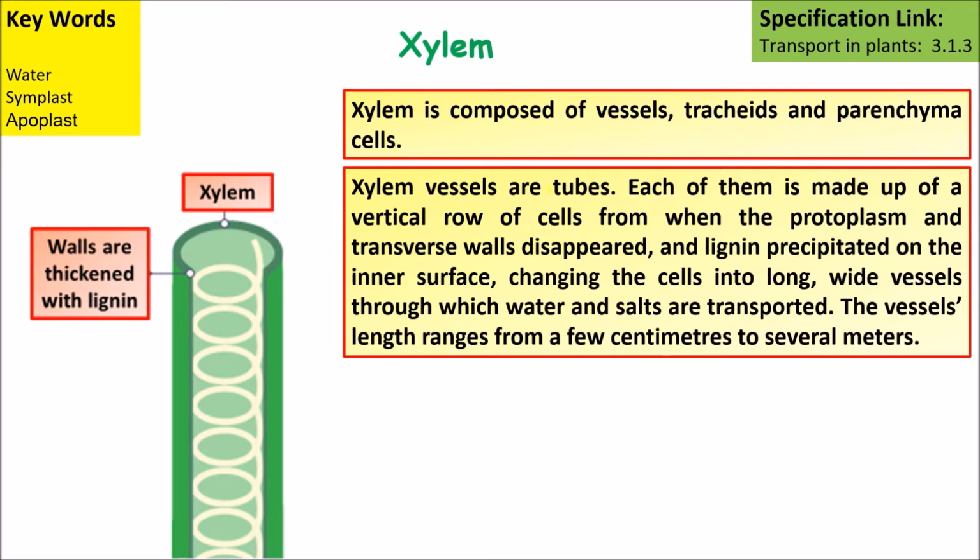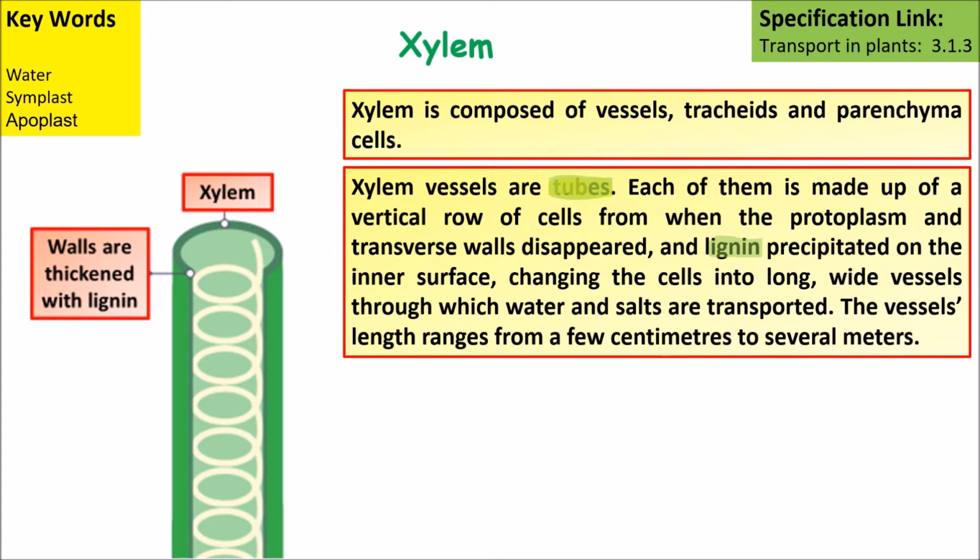Xylem vessels are tubes, right? Most importantly, xylem vessels are hollow tubes, and it's important that they're hollow in order for water to be able to move through them. Each of them is made up of a vertical row of cells from when the protoplasm and the transverse walls disappear. The lignin is precipitated on the inner surfaces, and the lignin is what forms the strengthening part. The cells change themselves into long, wide vessels through which water and salts are transported.